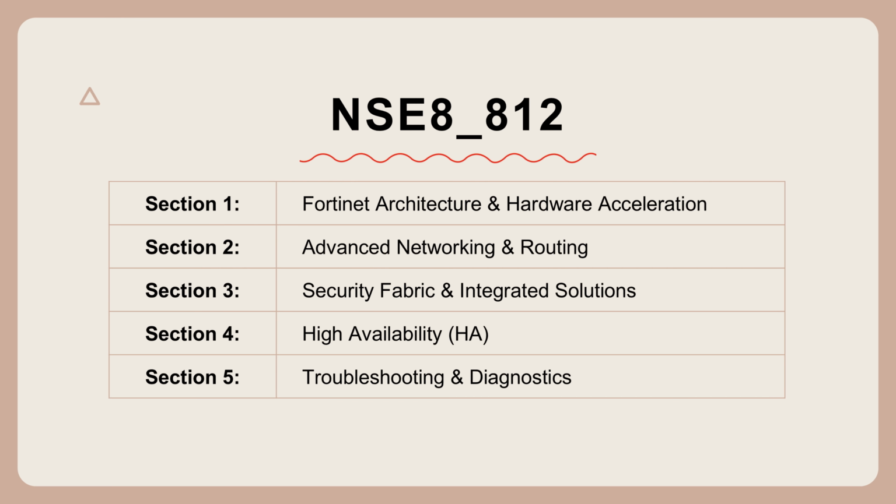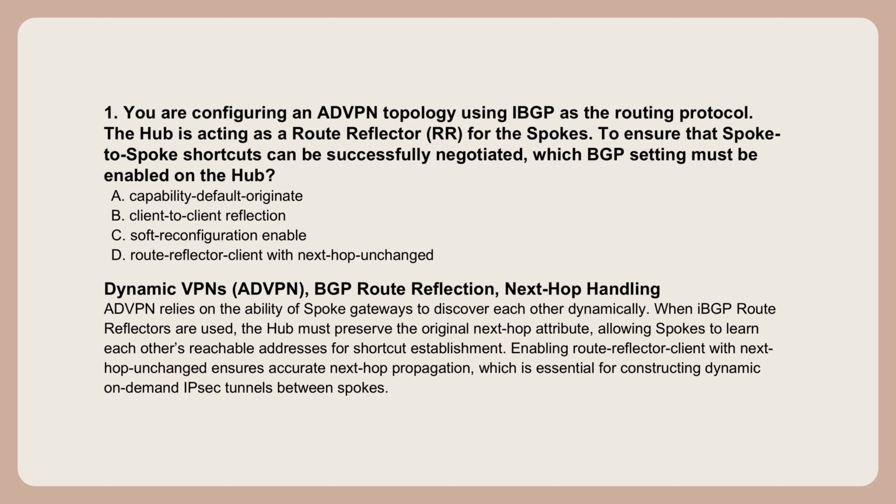Okay, let's unpack this. Let's jump straight into the deep end with dynamic routing. If you're building any kind of next-gen secure network, you're almost certainly using dynamic tunnels, probably ADVPN, and that means your BGP configuration has to be surgically precise. Precisely. So let's take a common ADVPN setup. You have a hub acting as a route reflector for a bunch of spokes. And of course, you want those spokes to talk directly to each other, without sending all that traffic back through the hub. This requires internal BGP.